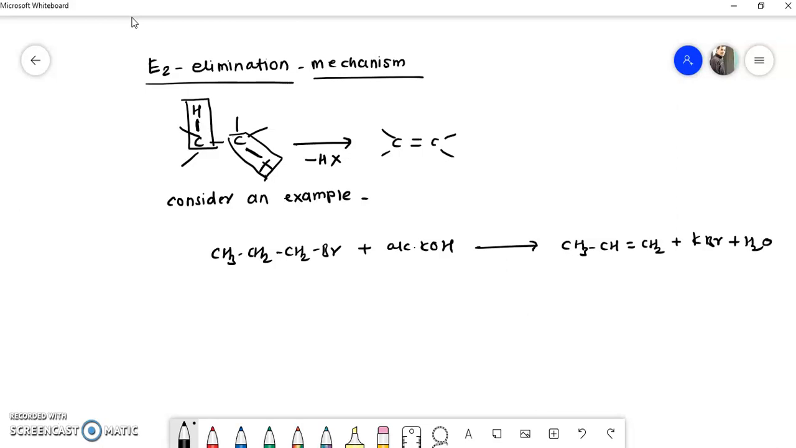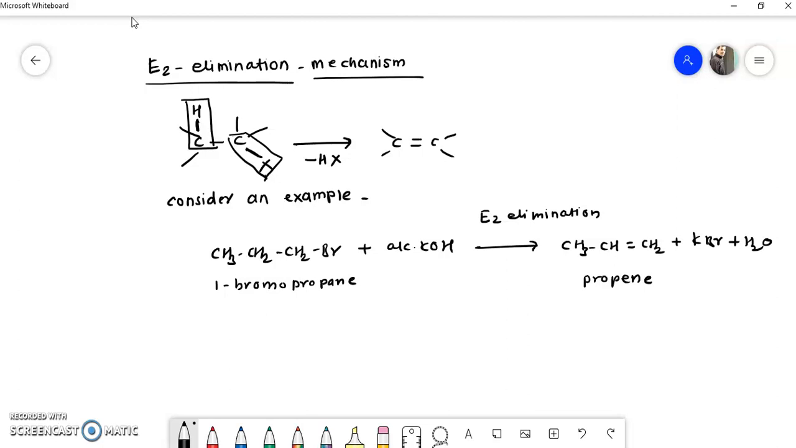Okay, so this is the E2 elimination reaction. You remember, this is the example of E2 elimination. The name of the starting material is 1-bromopropane. Okay, and what is the name of the product? It is propene, because it has a double bond, it is an alkene. So this is the example of E2 elimination.